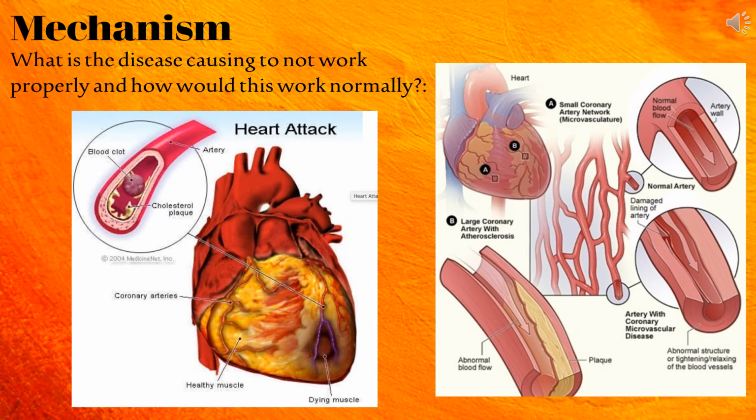What is the disease causing it to not work properly, and how would this work normally? The heart receives its own supply of blood from the coronary arteries. Two major coronary arteries branch off from the aorta near the point where the aorta and the left ventricle meet. These arteries and their branches supply all parts of the heart muscle with blood.